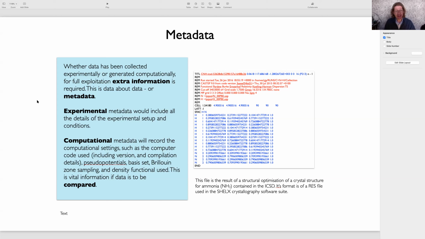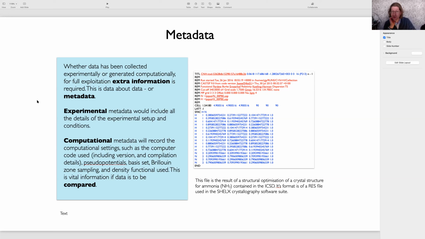In the case of DFT calculations, metadata that you might want to record might be things like the version of the code, compilation details, the pseudopotentials, basis set, like plane wave basis set or other, Brillouin zone sampling, which density functional theory you used, and so on. And so you need that for comparison.